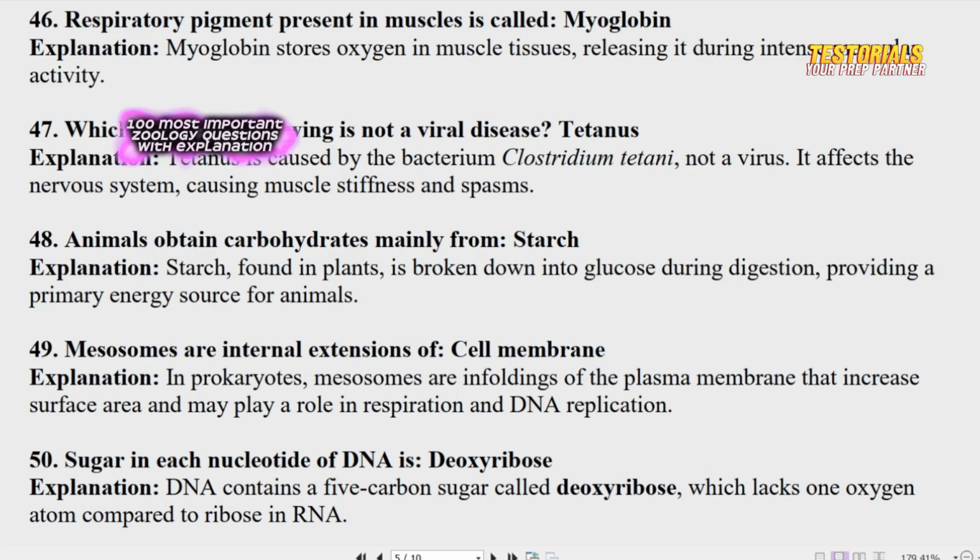50. Sugar in each nucleotide of DNA is deoxyribose. Explanation: DNA contains a 5-carbon sugar called deoxyribose, which lacks 1 oxygen atom compared to ribose in RNA.